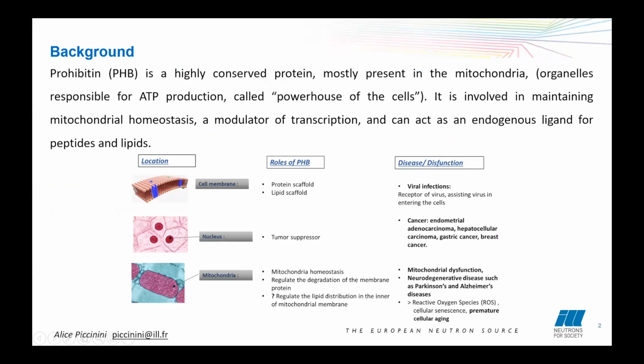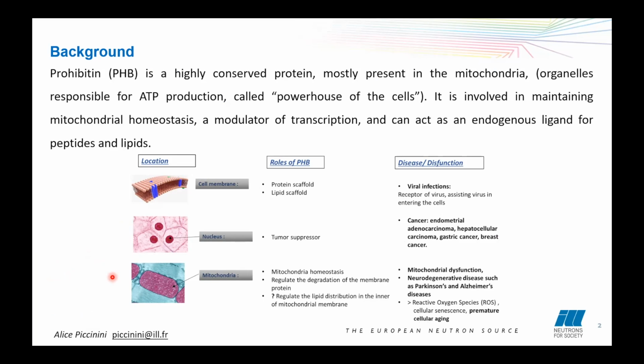Prohibitin is a highly conserved protein, mostly present in the mitochondria, but also present at the cell membrane and at the nuclear level. Prohibitin in the cell membrane can have a role as a protein and lipid scaffold, being responsible for some types of viral infection. At the nuclear level, it can act as a tumor suppressor, being responsible for some types of cancer.